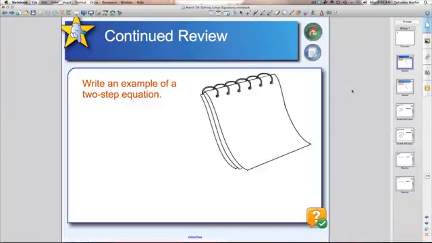Okay, let's continue with a little bit of a review. Can you write an example of a two-step equation? Just any letter and numbers will work. Pause the video until everyone has written their own example of a two-step equation, and then share it with the class and write all of your answers on the notebook file. Unpause the video when you're done.